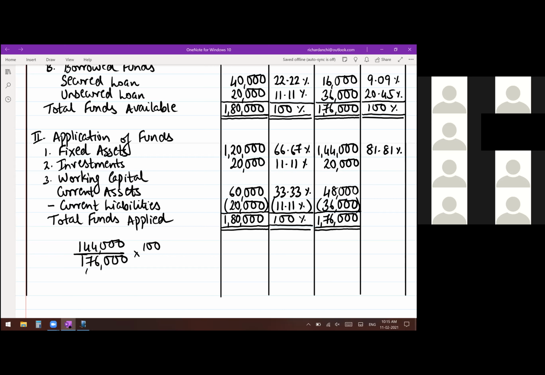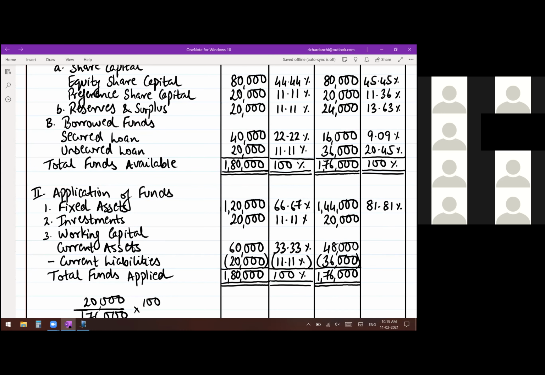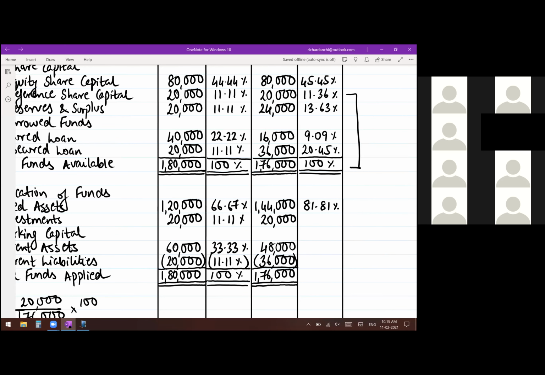The next item is investments, which will be 20,000 divided by 176 into 100. I think on top you have already calculated that figure. When you calculated preference share for the second year, it was the same. 20,000 divided by 176. Don't calculate again. It is 11.36%.